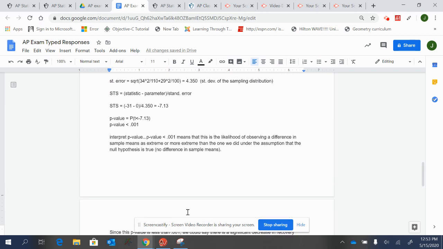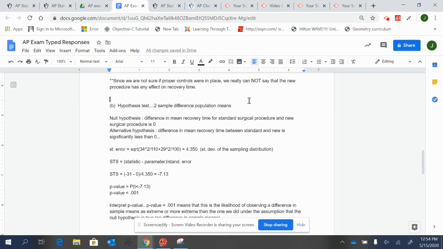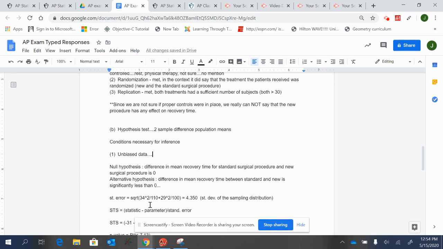Okay. Now, I never mentioned the conditions necessary for inferencing to be reliable. Now, that's different than this. So we address the idea of a well-designed experiment so that if there was something that was statistically significant, we could recommend it. So that's two separate ideas. So these conditions have to be added. Conditions for inference are necessary. So first has to be the unbiased data. So was this a simple random sample?